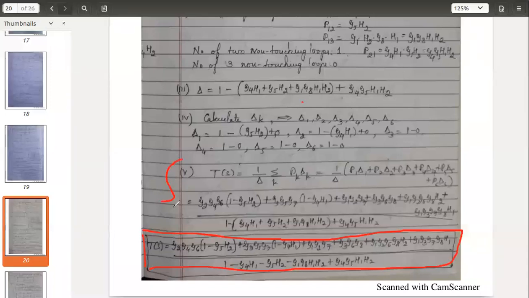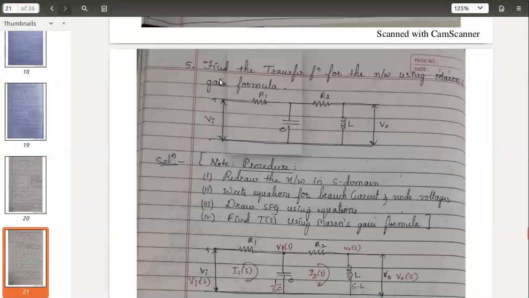This further fifth step is simply the usage of the first 4 steps. You have to use whatever we have calculated in the first 4 steps, substitute the values and get the answer. So this is the answer what I have got. If any doubts, please ask. So let me go to the next problem.